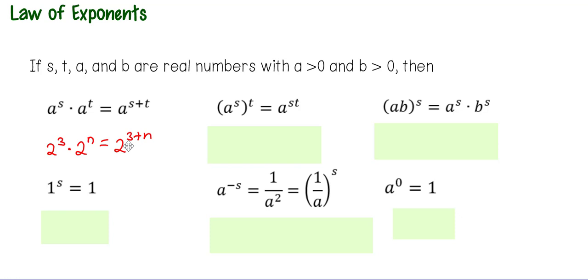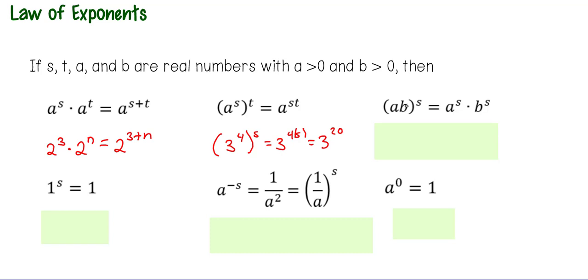And if we're using a to the s power to the t power, then we're going to multiply those exponents. So it becomes a to the s times t. So if we had 3 to the 4th power taken to the 5th power, it would be 3 to the 4 times 5, or 3 to the 20th power.